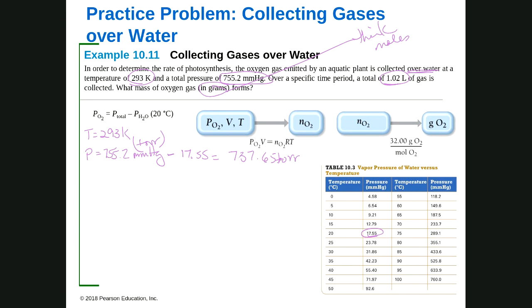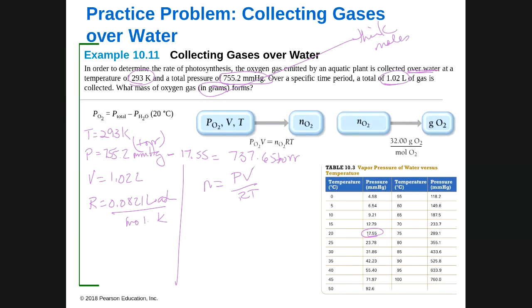I've corrected that. Now that's the only extra thing that I do. Everything else I'm working just like I did before. My volume was 1.02 liters. R is 0.0821 liter atmosphere per mole Kelvin. It wants grams, so I know I have to do moles first. I've shown you how to rearrange this, so I'll write moles equals PV over RT.